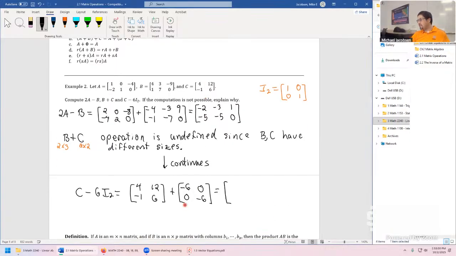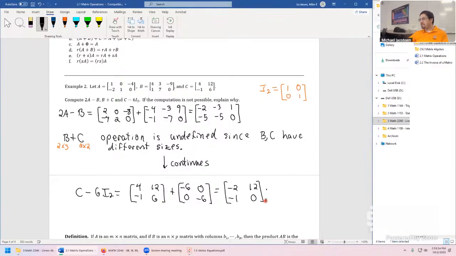So we're going to get, going column-wise again, 4 minus 6 for a negative 2, and then a 0. So it's 1 minus 0 for negative 1 minus 0 for a negative 1. 12 plus 0, so just 12. Then 6 minus 6 for a 0. And that's where it ends.